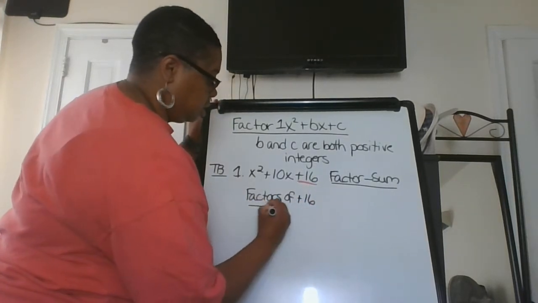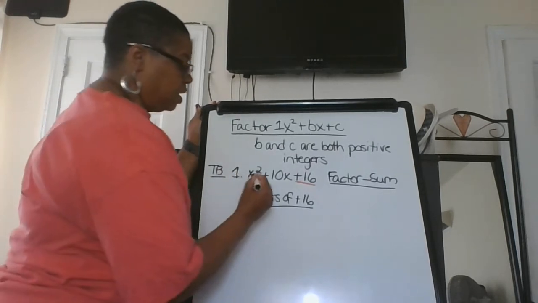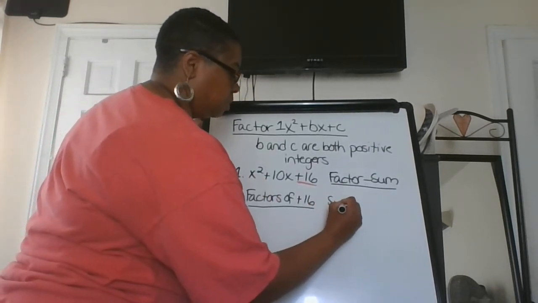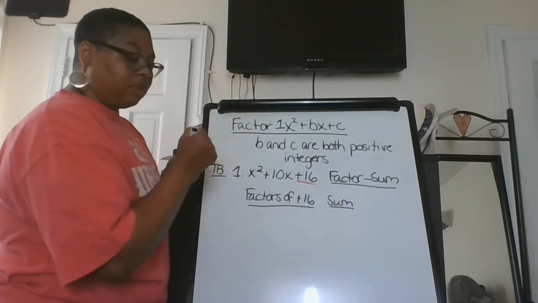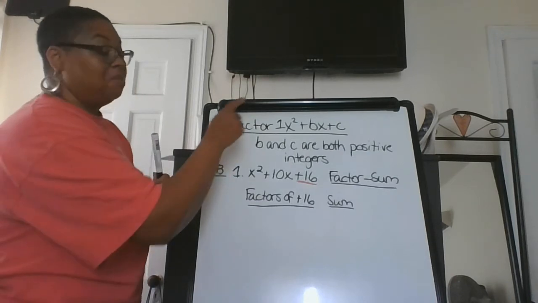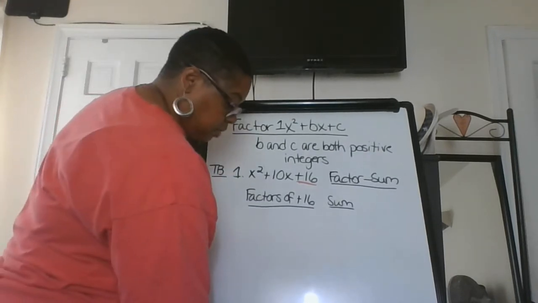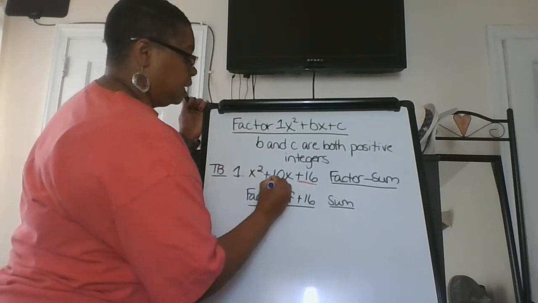And then we're going to find the sum. When we're talking about the sum, what are we finding the sum of? We're finding the sum of whatever the number in the middle term is, or the B term. The B term here is plus 10.